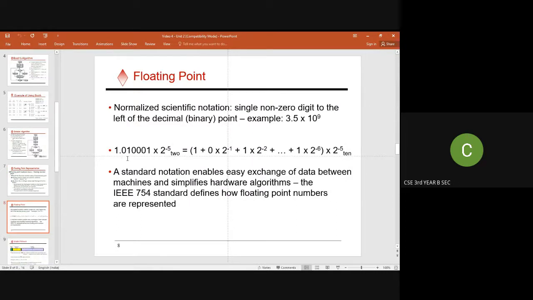For example, this is a normalized one: 1.01001 times 2 to the power of minus 5. So this can be represented as 1 plus 0 times 2 to the power of minus 1 plus 1 times 2 to the power of minus 2, plus etc., plus 1 times 2 to the power of minus 6. So everything is multiplied like this. This is the standard representation.